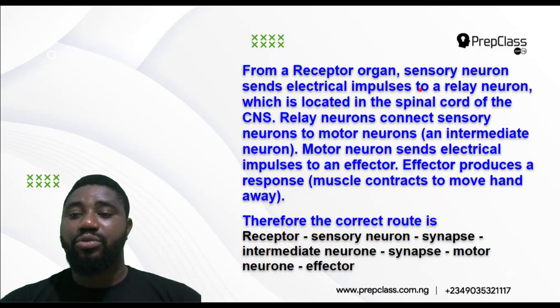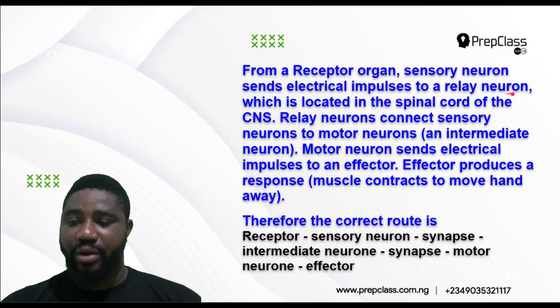Okay, now look at how this is being done. First of all, from a receptor organ, the sensory neuron sends electric impulses to a relay neuron. An example of a receptor organ is an organ of the eyes or the nose.